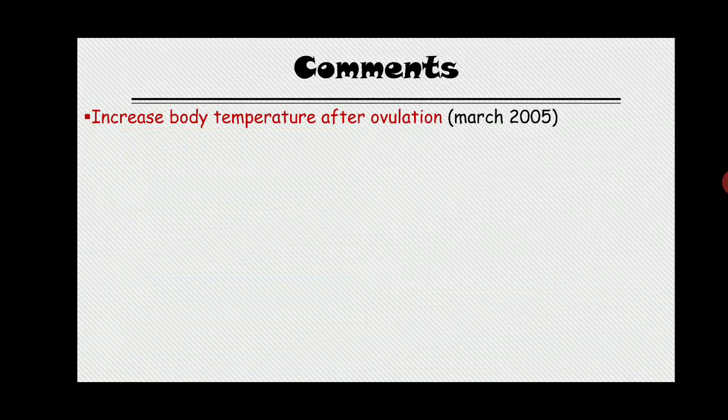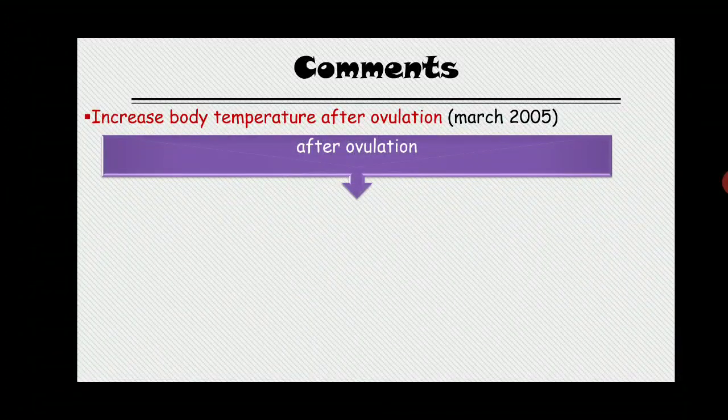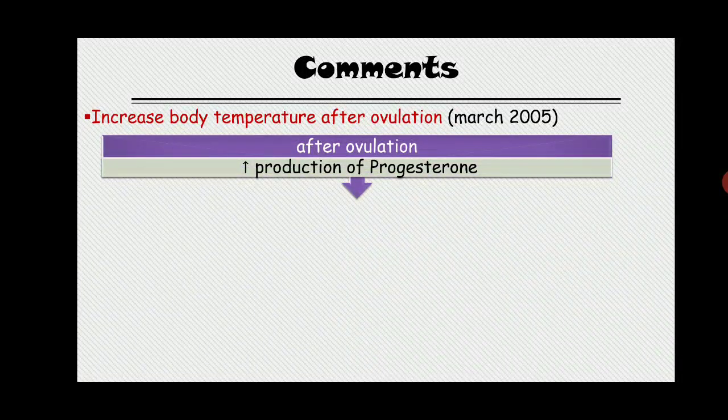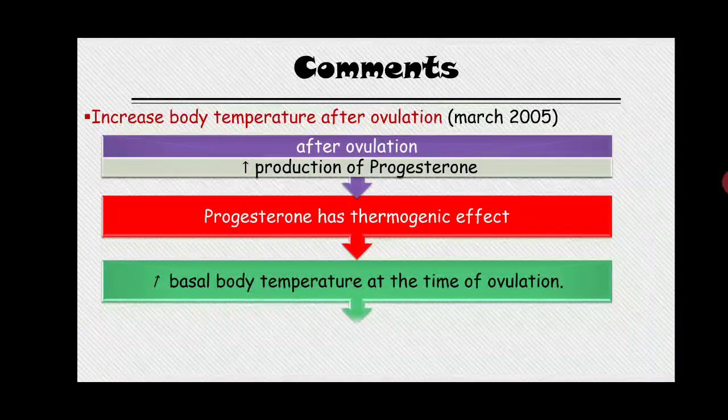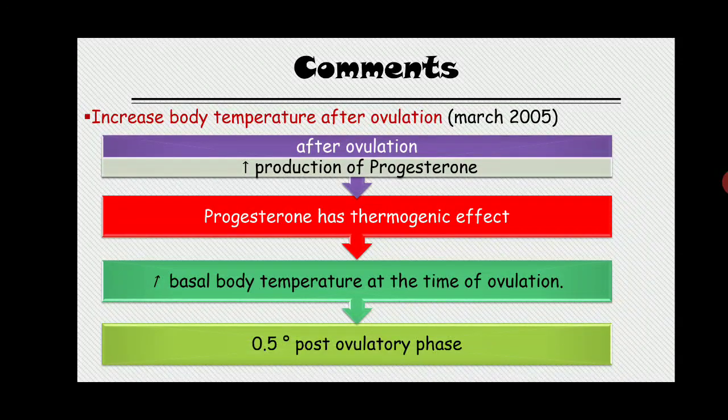So the comment that I mentioned earlier is like that, increase in body temperature after the ovulation. What you have to write down if such a comment is asked: first thing, after the ovulation, there is increased production of the progesterone. That progesterone has a thermogenic effect, and it will ultimately lead to increased basal body temperature, basically 0.5 degree in the post ovulatory phase. Alright. Now the important one, the effect over the breast.